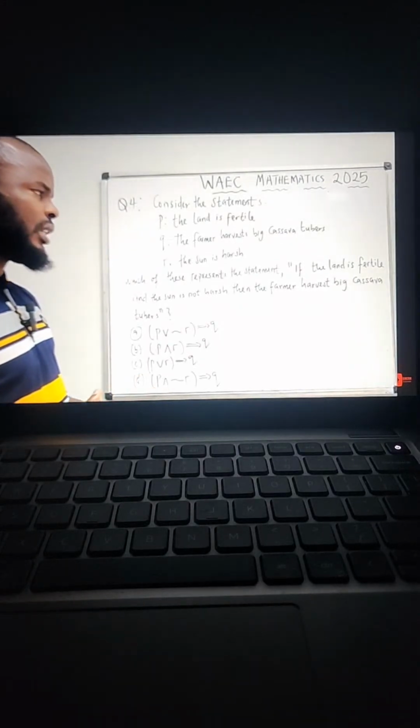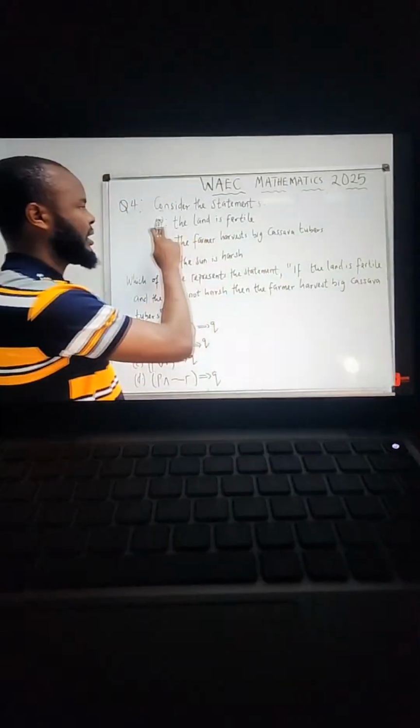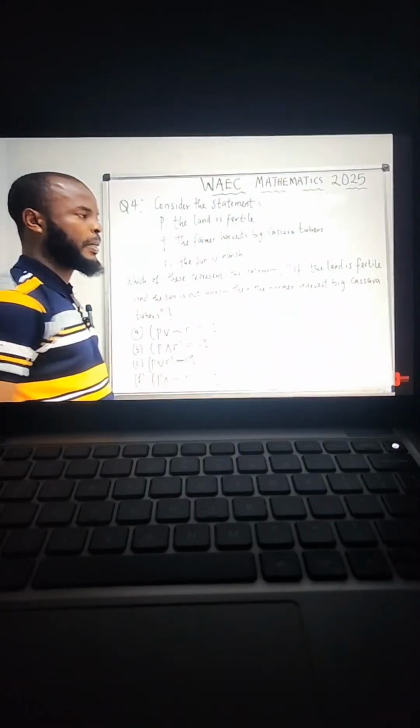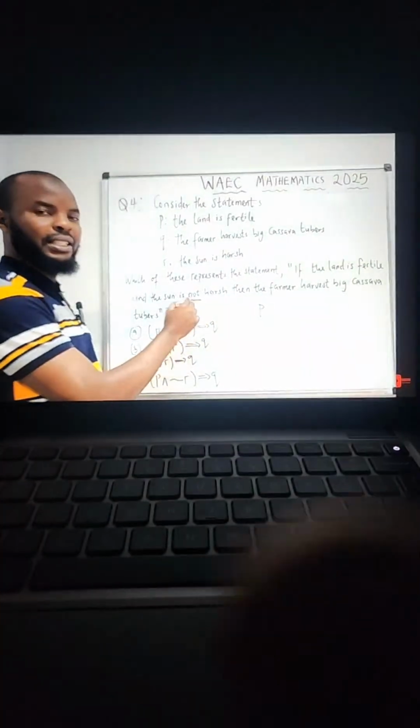How do we do this? Now, let's look at this. The first statement says, if the land is fertile, that is P. Okay. And the sun is not ash. This is negation.